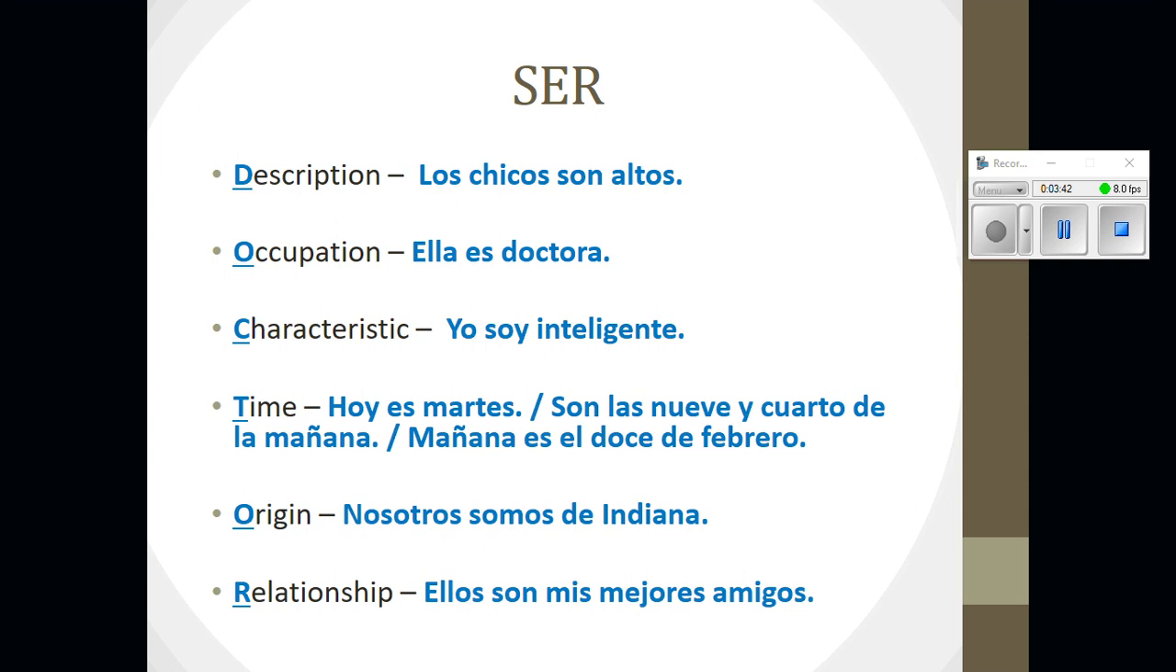All right, now let's write the translations down in Spanish for those, okay? So the boys are tall in Spanish would be los chicos son altos. Occupation, she is a doctor. Ella es doctora. Characteristic, I am smart. Yo soy inteligente. And then these three examples for time. Hoy es martes. Son las 9:15 de la mañana. And mañana es el 12 de febrero.